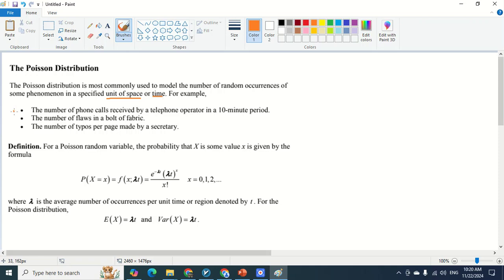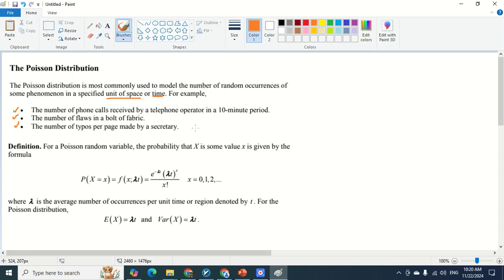For instance, we have some examples of a Poisson random variable over here: the number of phone calls received by a telephone operator in a 10 minute period, the number of flaws in a bolt of fabric, or the number of typos per page made by a secretary. The mistakes in typing that happen per page by a secretary can be considered a Poisson characteristic.